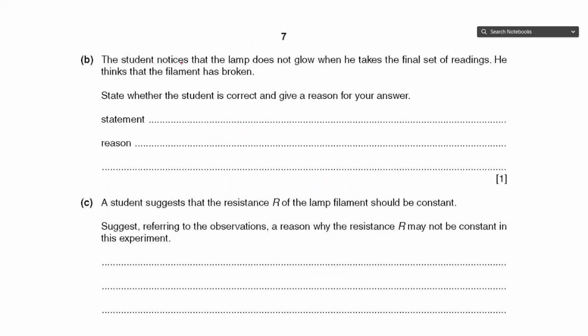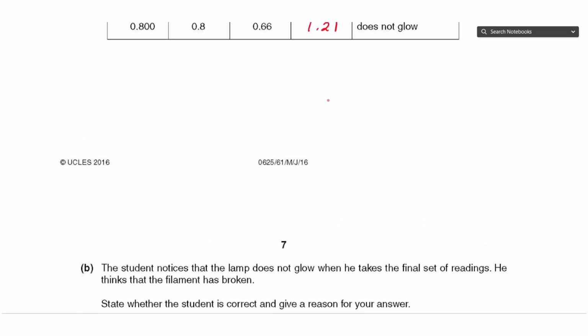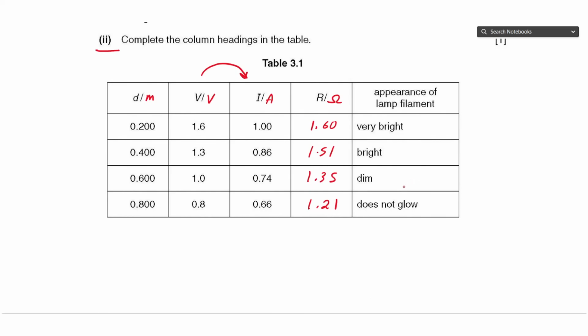Part B says the student notices that the lamp does not glow when he takes the final set of readings. He thinks that the filament has broken. State whether the student is correct and give a reason for your answer. So the last set of readings does not glow, but there is still current in the circuit, which means that the lamp did not break since everything was in series.